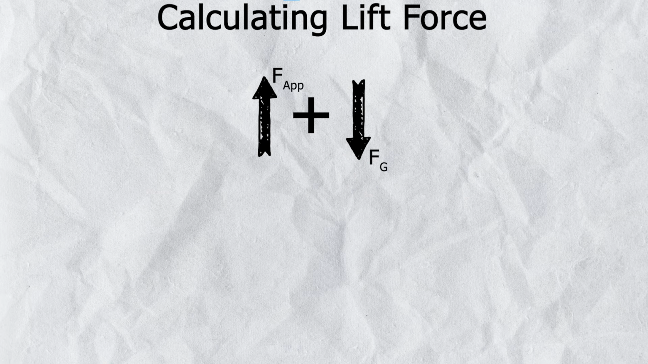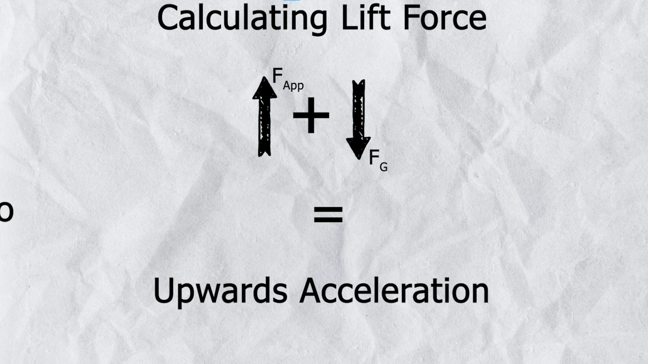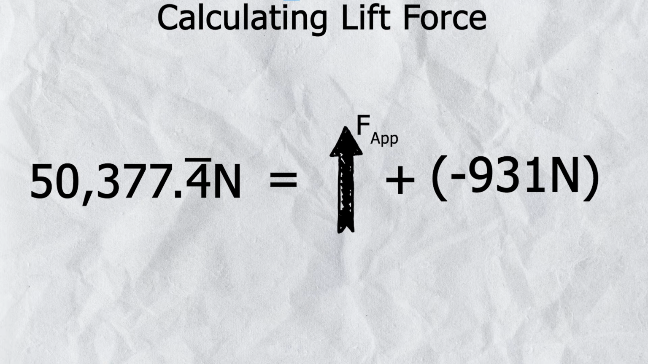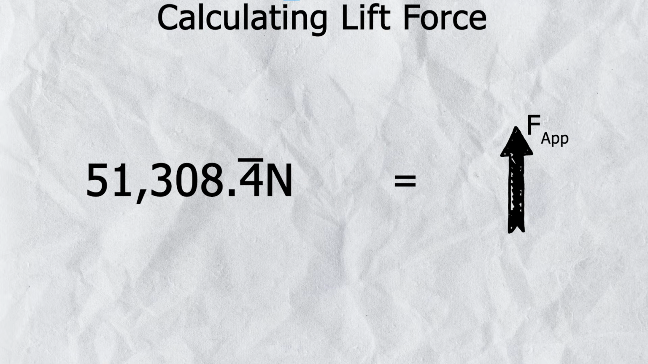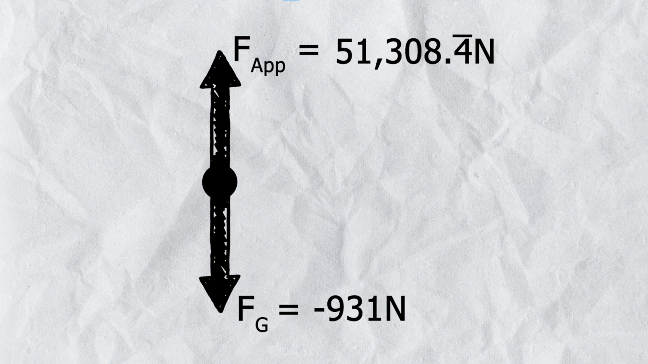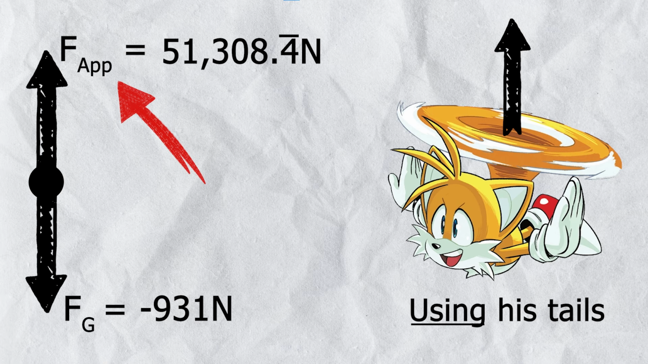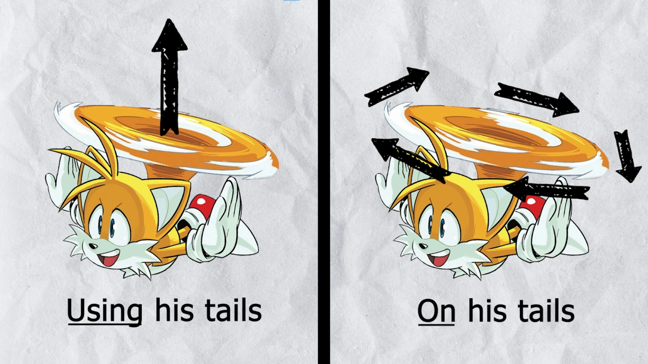While the lift force plus the gravitational force correlates to the total upwards acceleration, it equals the total upwards force. We know the gravitational force and the total upwards force, meaning that we can rearrange and solve to get a lift force of 51,308.4 repeating newtons. And now we have the lift force. But we're not done yet, since this is the upwards force that Tails exerts using his tails to fly upwards. We're looking for the force that he exerts on his tails to spin them around. But how would we get there using the lift force? Here's what I've cooked up.